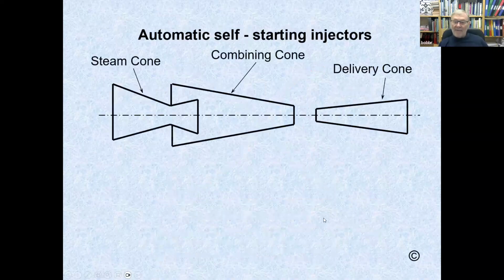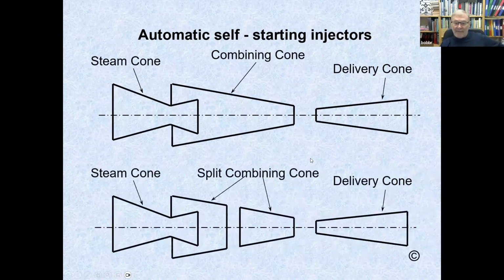Now, the injector that Giffard developed had a solid combining cone. And the great difficulty was how to get it started, because you had to persuade the steam to mix with the water. If you overdid it, it wouldn't condense in the water, it would shoot the water back from whence it came. So you noticed at the top end of the Giffard injector, all that gubbins was there to control the steam pressure and the volume of steam that comes through here to start it up.